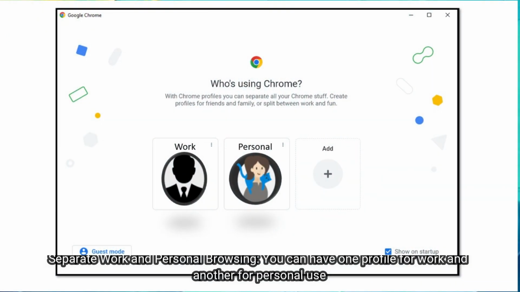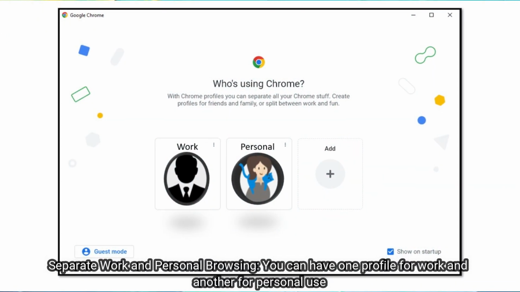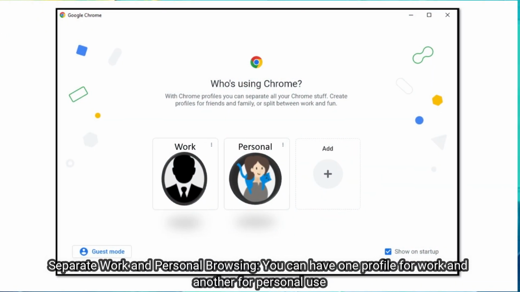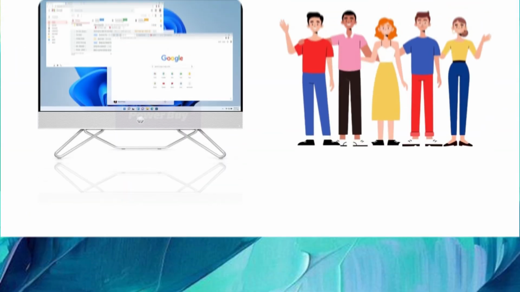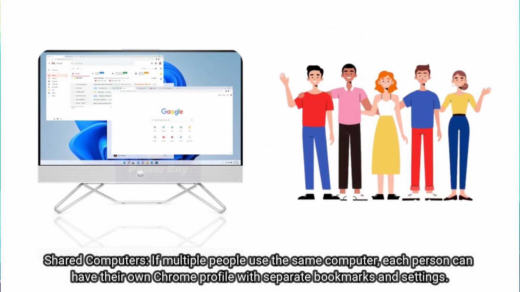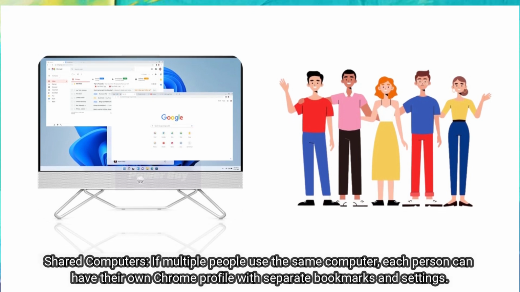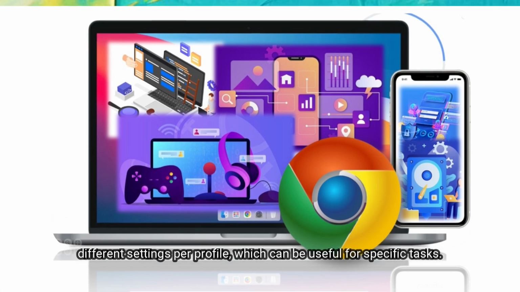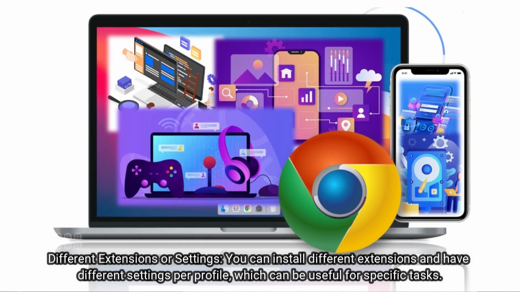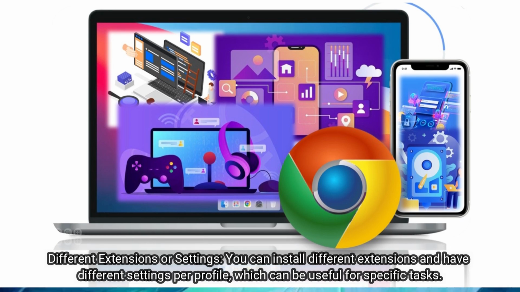Benefits of using profiles. Separate work and personal browsing. You can have one profile for work and another for personal use. Shared computers. If multiple people use the same computer, each person can have their own Chrome profile with separate bookmarks and settings. Different extensions or settings. You can install different extensions and have different settings per profile, which can be useful for specific tasks.